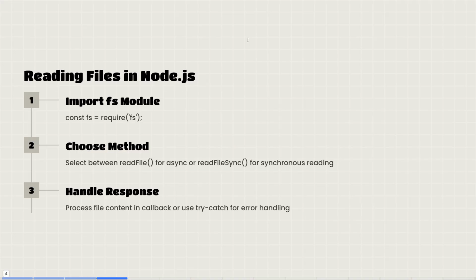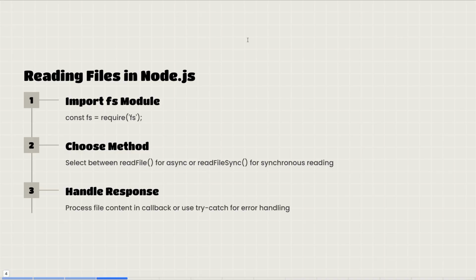Reading a file in Node.js follows three simple steps. First, we import the FS module into our application. Second, we choose the method based on our requirement. If we want non-blocking behavior, we use asynchronous methods. If we want blocking behavior, we use synchronous methods.